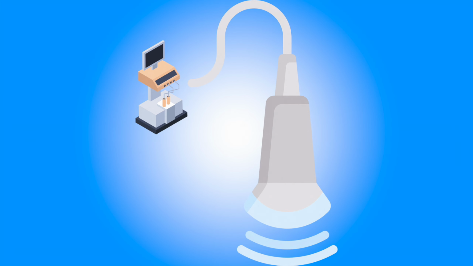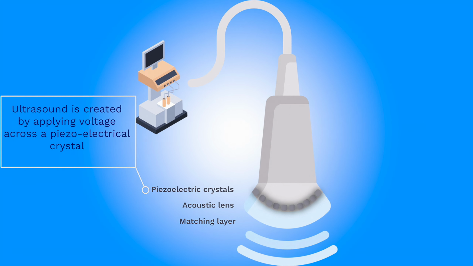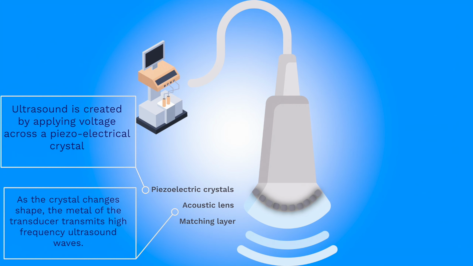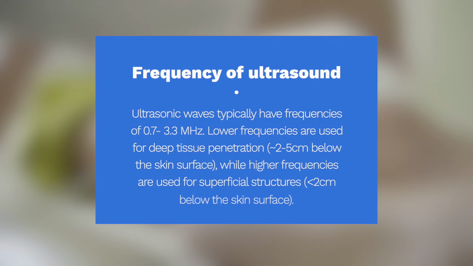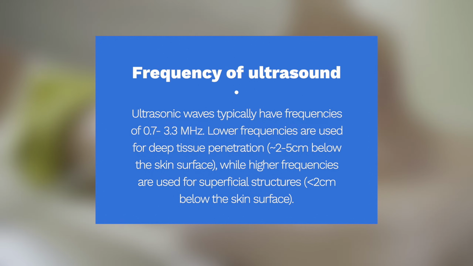Physiotherapeutic ultrasound was subsequently introduced into clinical practice in the 1950s and has been in use, albeit in varying amounts, ever since. To create ultrasound, voltage is applied across a piezoelectric crystal, which causes it to change shape. A transducer is placed in contact with the crystal, and as the crystal undergoes a change in shape, the metal of the transducer moves backwards and forwards, producing a series of high-frequency ultrasound waves. Gel is used on the surface of the transducer head to reduce friction and assist transmission of the ultrasonic waves, which typically have frequencies between 0.7 and 3.3 MHz.